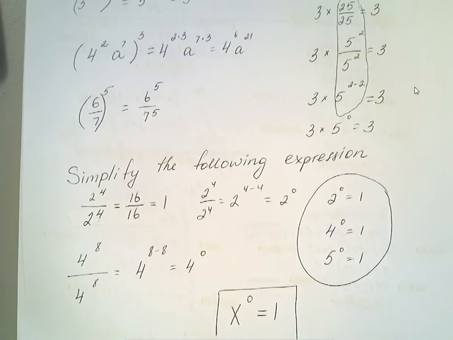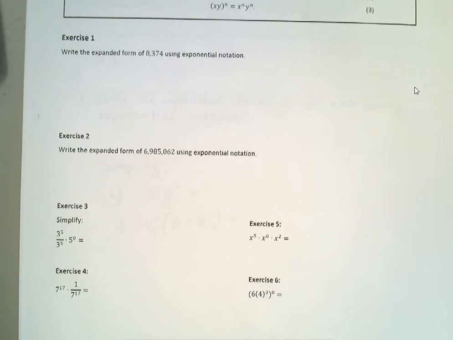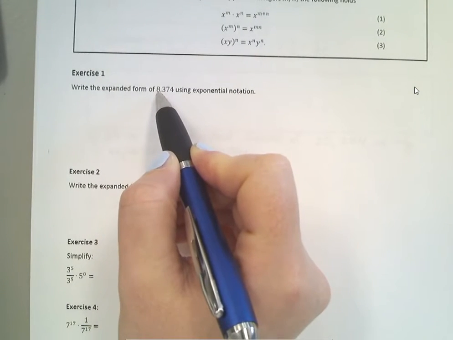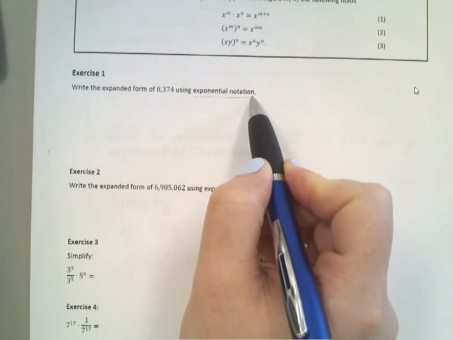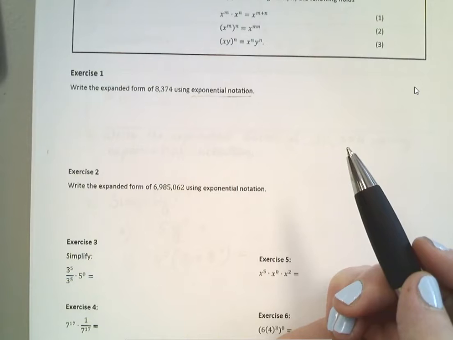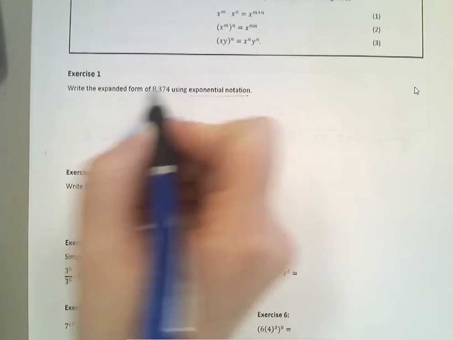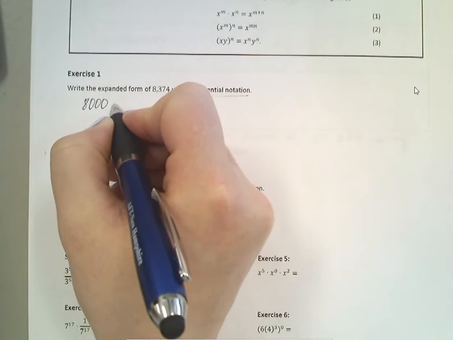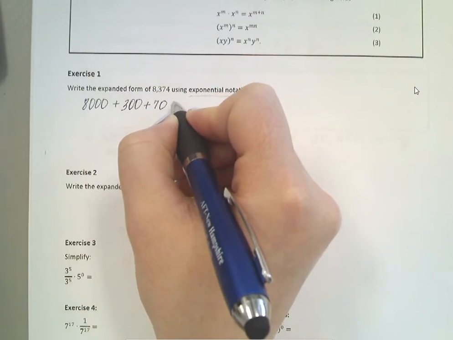So let's go ahead and see how it is related to everything that we are going to do today. Okay, what are the applications? Let's write the expanded form of 8,374 using exponential notation. Before I use the exponential notation, because it's very hard to do, we are going to rewrite it using standard notation. Okay, so I'm going to rewrite 8,374 as in elementary school, 8,000 plus 300 plus 70 plus 4.